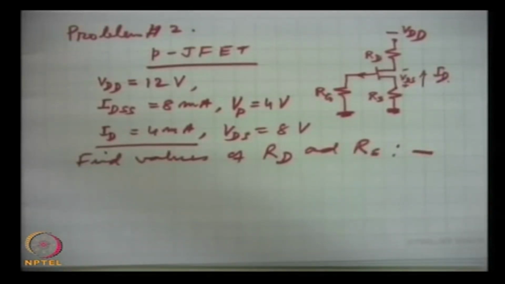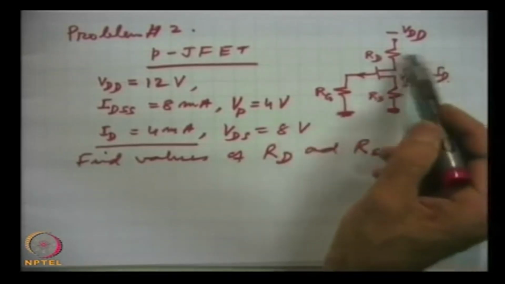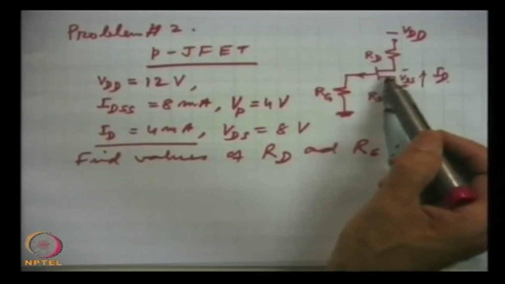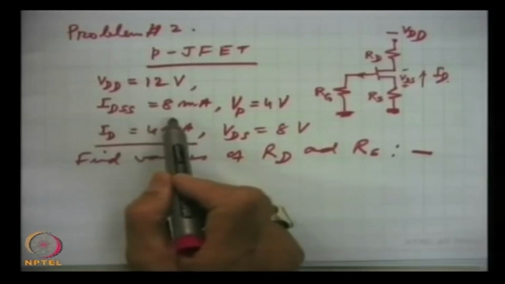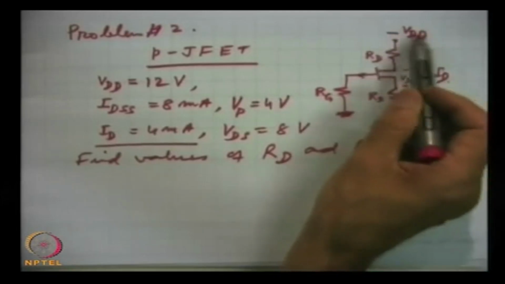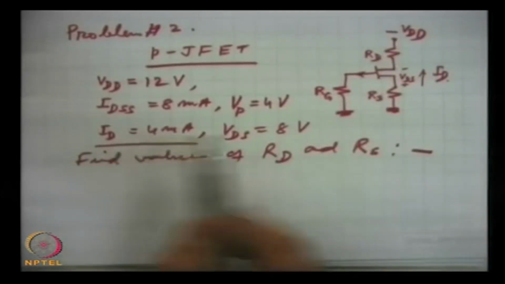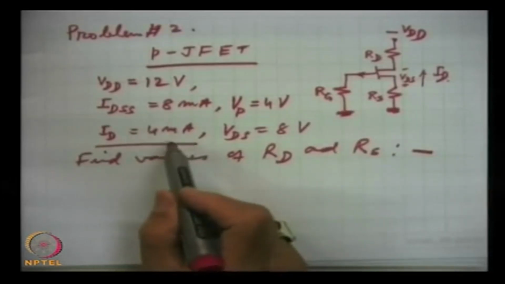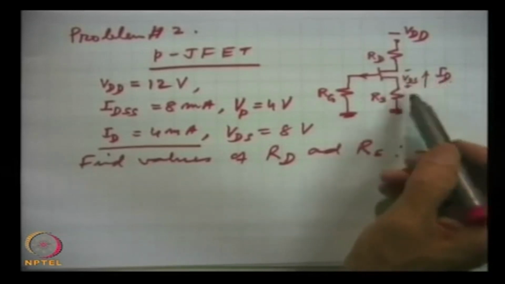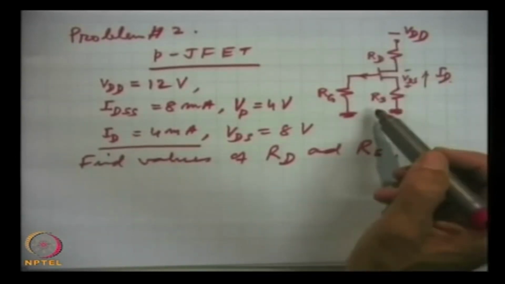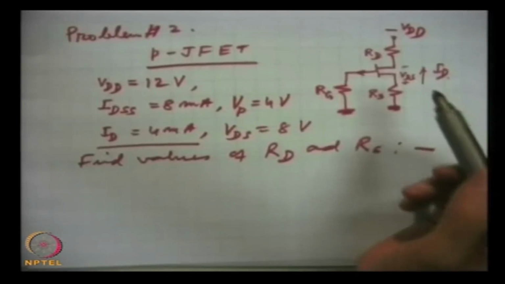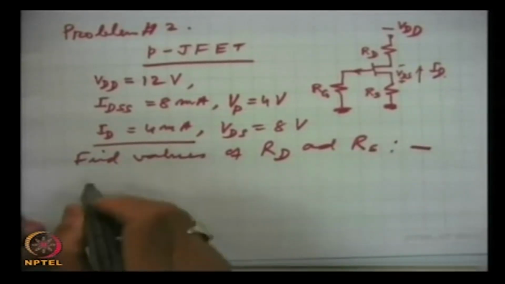This is the problem. Here this is the circuit, and this is a P JFET which has IDSS as 8 milliampere and VP as 4 volts. In the circuit, this battery is 12 volts, and the drain current of 4 milliamperes gives a voltage drop of 8 volts here. So what is the value of these two resistors RS and RD, that we have to find out.